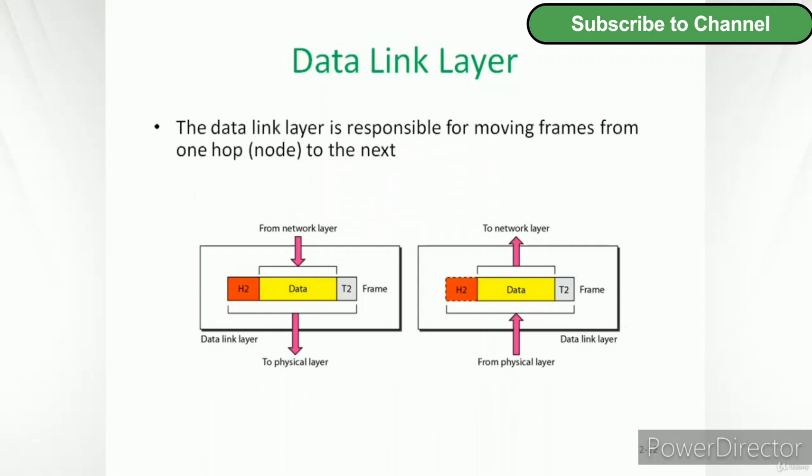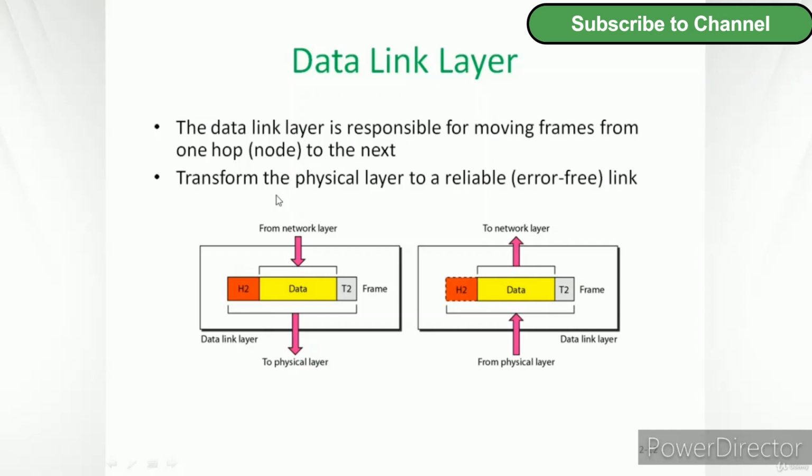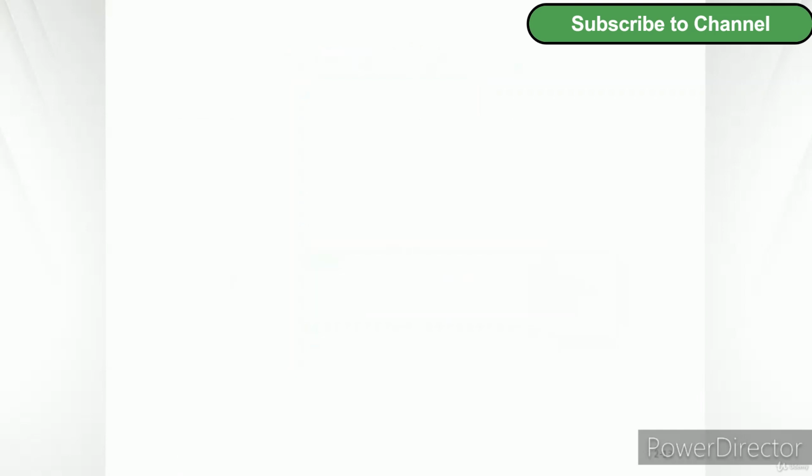So here the data link layer is responsible for moving the frames from one hop to the next hop. At the physical layer, data is in the form of bits, and those bits are converted into some fixed format, and that is known as the frame. The data flows in the form of frames here, and it transforms the physical layer into a reliable error-free link.